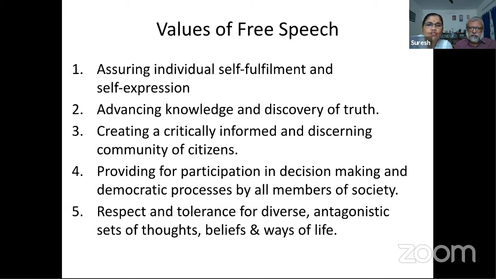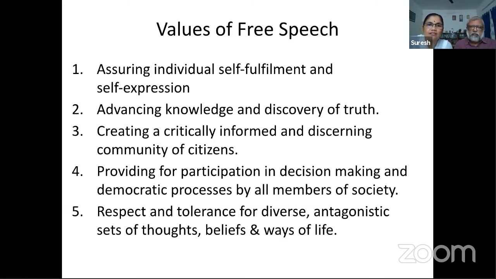And if we want to ensure that as citizens we facilitate the rights of all other citizens, we need to have respect and tolerance for a diverse, antagonistic set of thoughts, beliefs, and ways of life. If it was homogeneous, if everybody thought alike, everybody acted alike, if everybody had the same set of beliefs and thoughts, there would be no problem, but that is not the reality. In fact, it would be very boring. But apart from boredom, reality is not that.